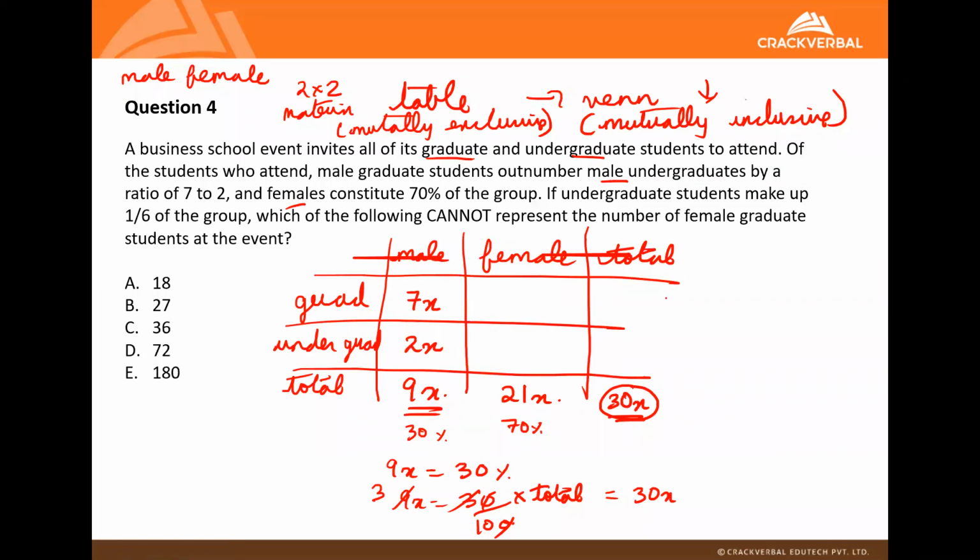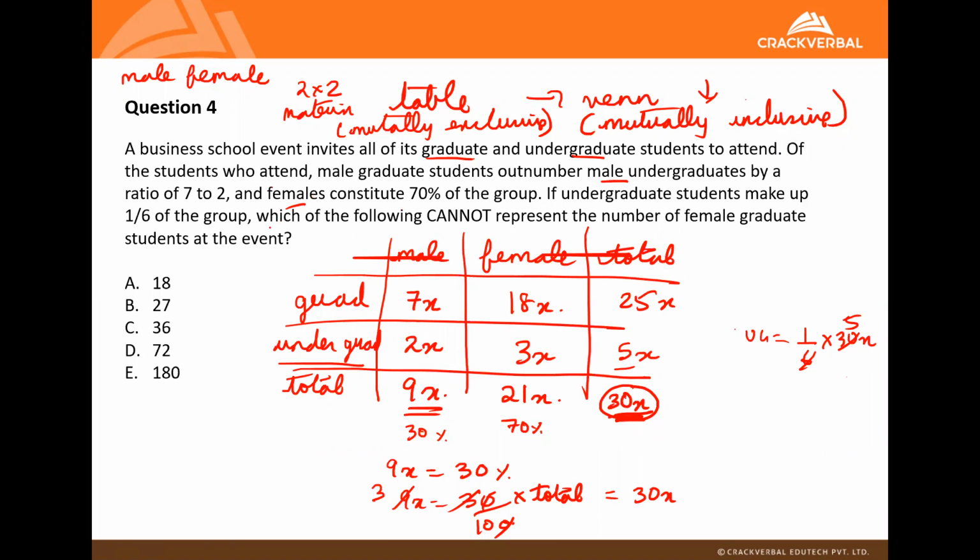Now I'm going to the last part of the question. If the undergraduate students make up 1/6 of the group, so 1/6 of 30x is the undergrads, that's going to be 5x. So this undergrad total has to be 5x. If this overall total is 30x and this is 5x, this is going to be 25x. So remember now guys, if this is 2x, this is 5x, this has to be 3x, and this has to add up to 21x. So now this is going to be 18x. So I finished the entire 2 cross 2 matrix in terms of x itself.